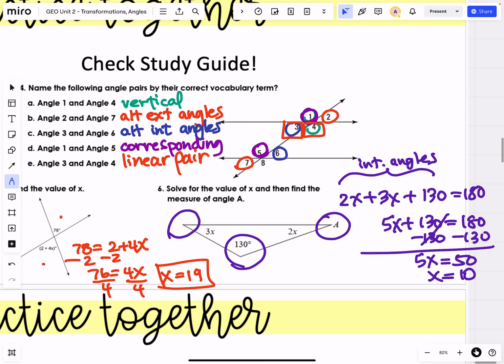Now, if I'm trying to find the measure of angle A, I'm going to take that 10 back and substitute that in, and we would find that the measure of angle A is 2 times 10, which is 20 degrees.